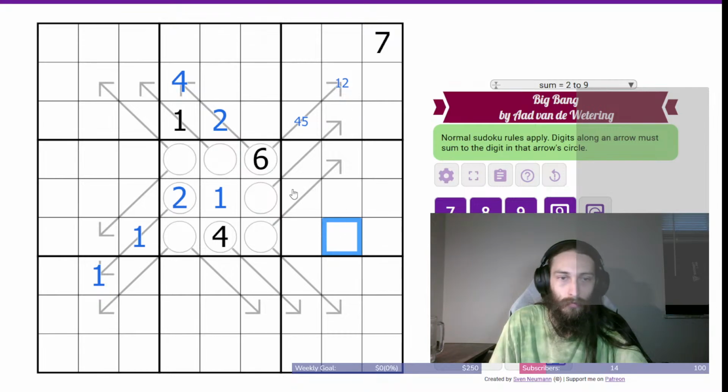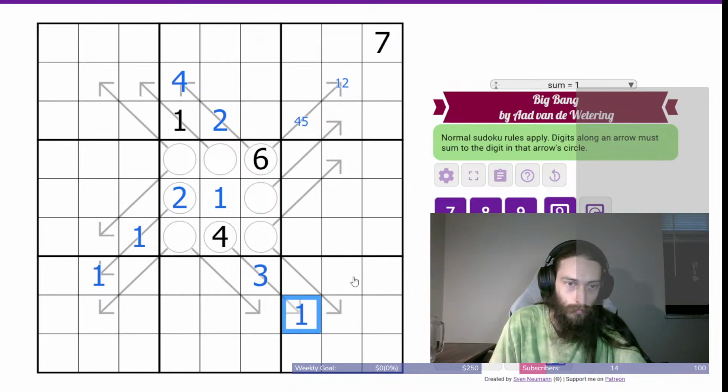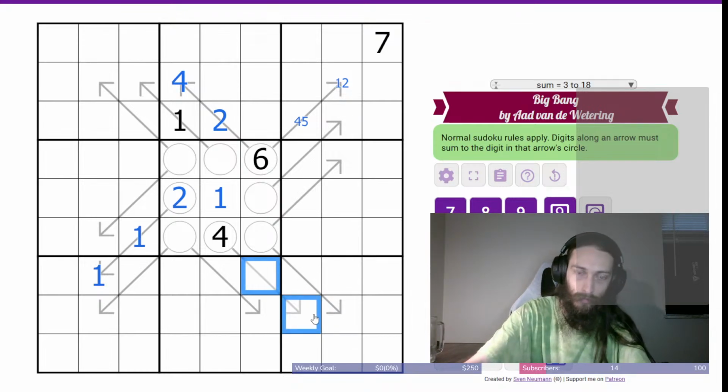And well, the 4 circle is going to have to be 1. Oh, I guess it could be 2 2s. Ah, that's true.